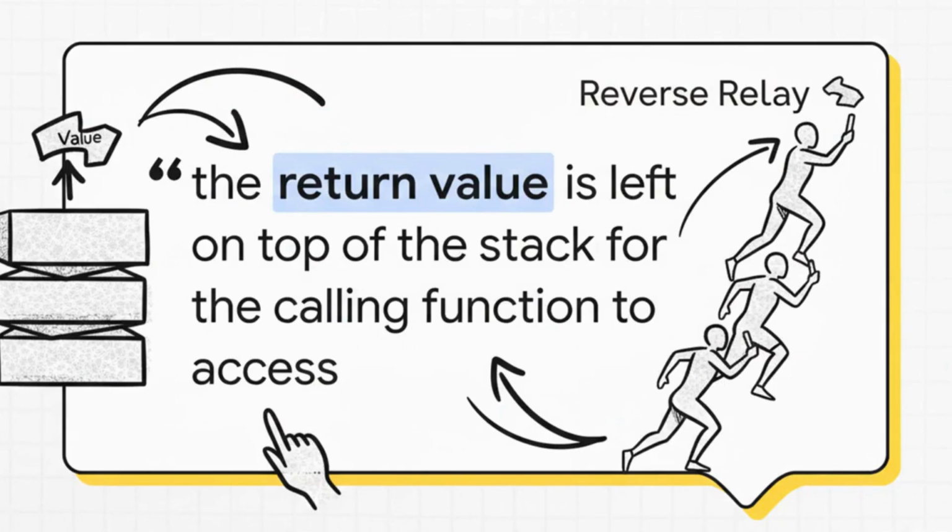This is absolutely crucial to understand. As one frame gets popped off, it basically leaves its return value behind like a little gift for the function just below it. It's like passing a baton in a relay race, except you're going backwards, up the stack.